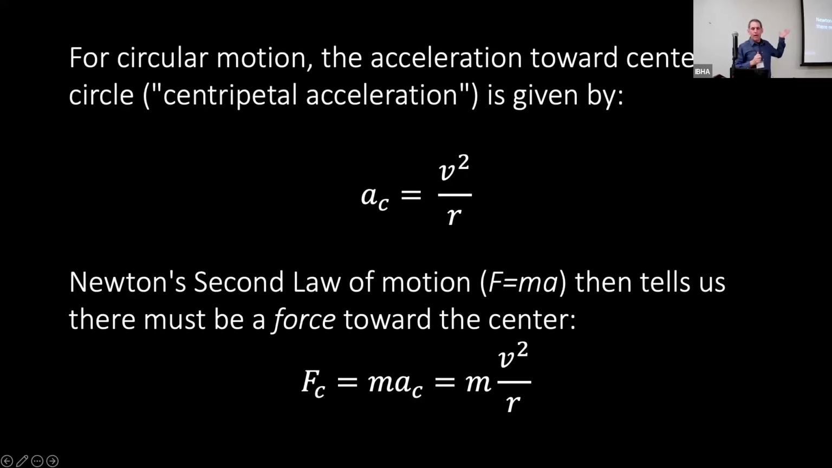And then if you apply, again, pretty straightforward physics, Newton's second law of motion tells us that there must be a force toward the center in order to make it go in a circle. And so that just means multiplying by m, the mass of the object, the tennis ball or whatever it is. And so then you get that the centripetal force, the force toward the center, is m times v squared over r. Okay, so that's coming from the motion, right? In order to make it move in a circle like that, that's the force that must be there.